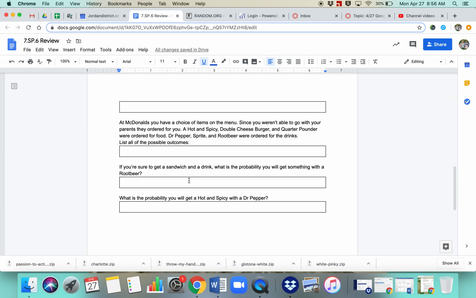Our next question says, at McDonald's you have a choice of items on the menu. Since you weren't able to go with your parents, they ordered for you. A hot and spicy double cheeseburger and a quarter pounder were ordered for food. Dr. Pepper, Sprite, and a root beer were ordered for the drinks. List all the possible outcomes.